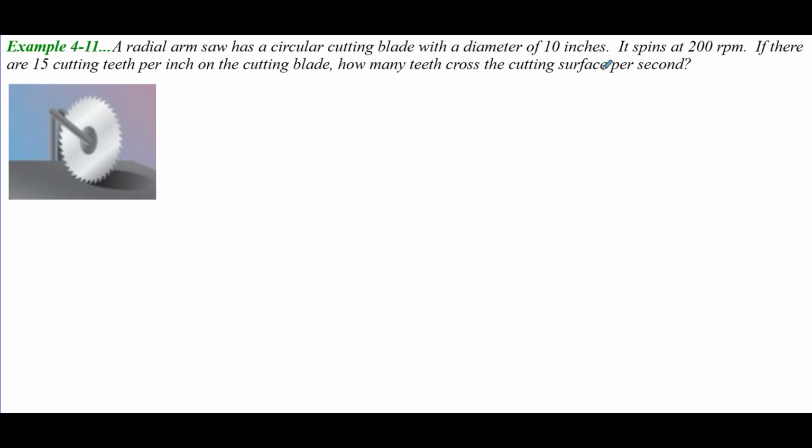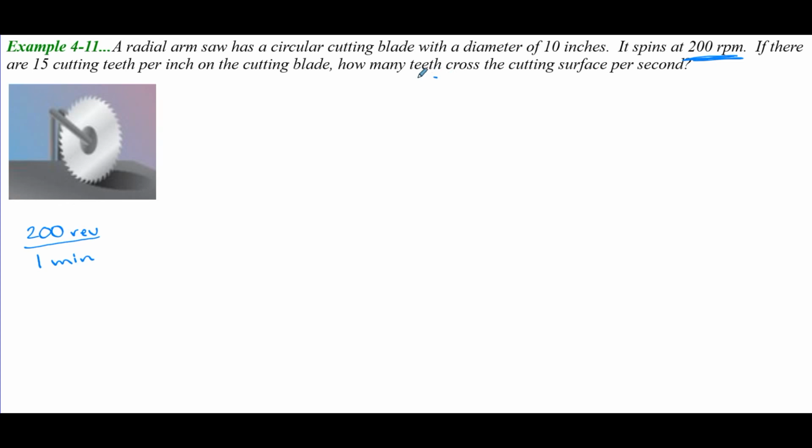Another example here, we have a radial arm saw that has a circular cutting blade with a diameter of 10 inches. It spins at 200 rotations per minute, and there are 15 cutting teeth per inch on the cutting blade. We want to know how many teeth cross the cutting surface per second. So again, we're always going to start with this. So we've got that rotations or revolutions per minute. So here we've got 200 revolutions in 1 minute.